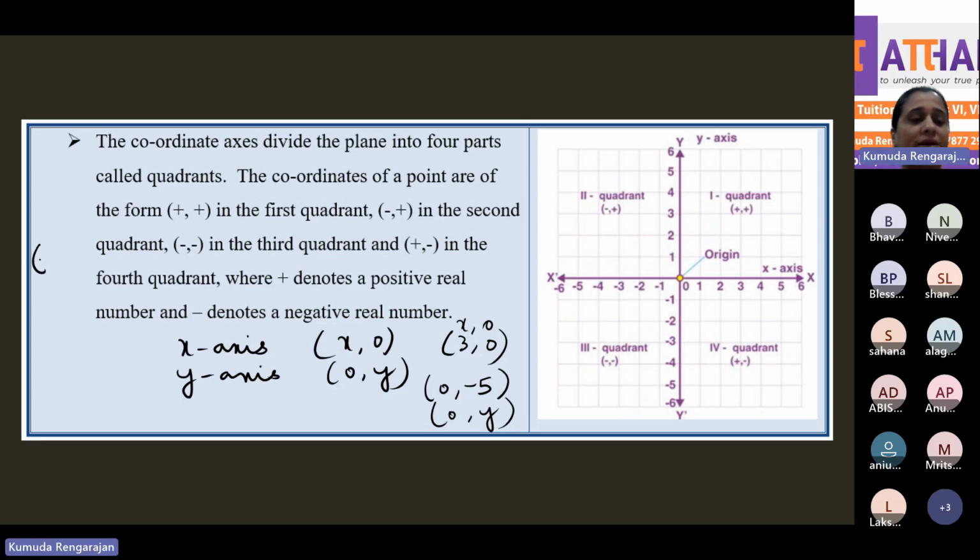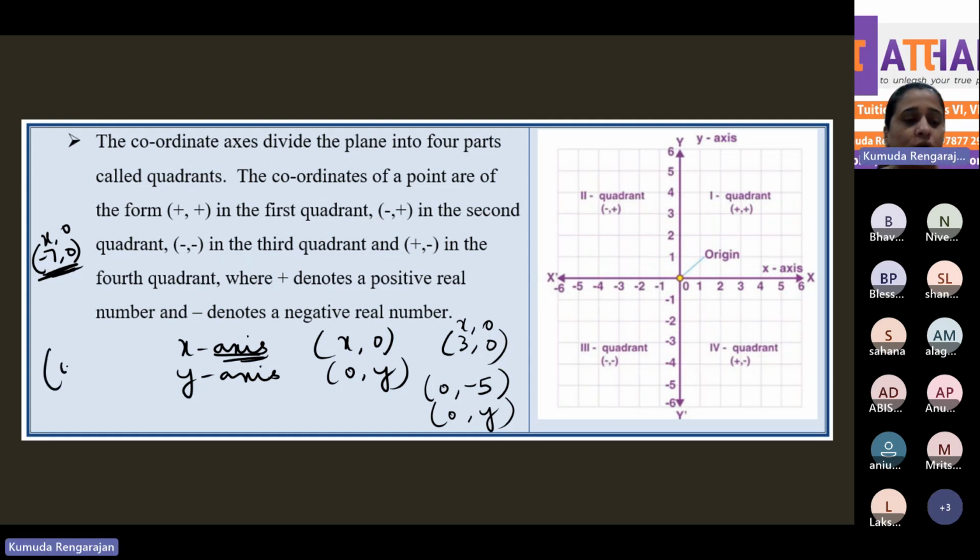Again, a point (-7, 0) is of the form (x, 0). X can be positive or negative. So (-7, 0) is of the form (x, 0), so it lies on the x-axis. This point does not lie in any quadrant. It lies on the x-axis.